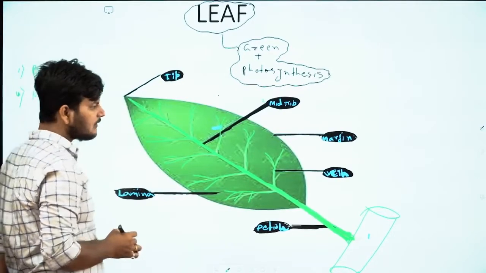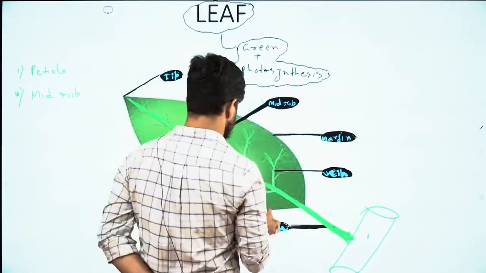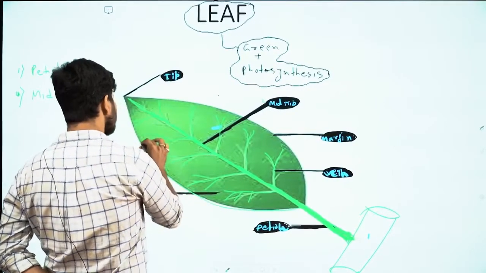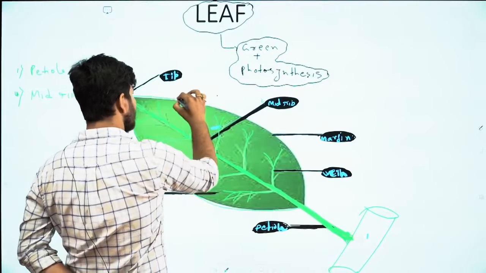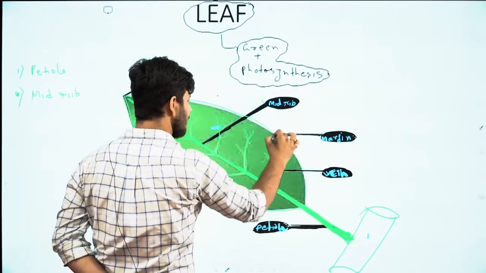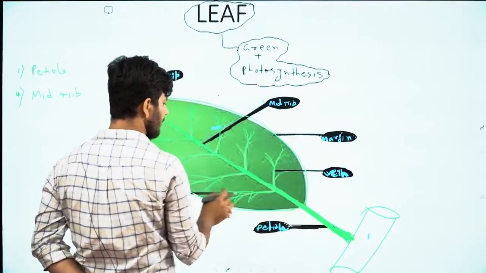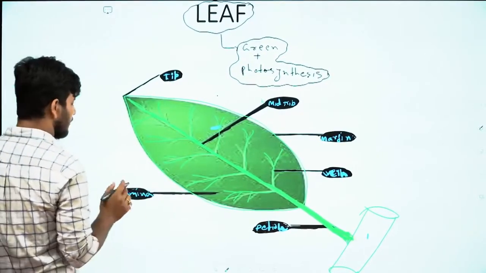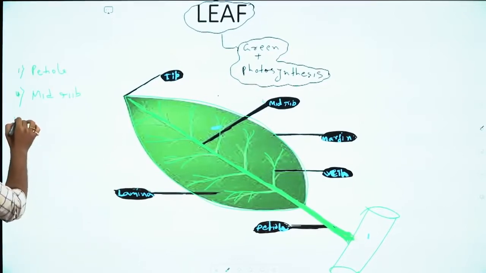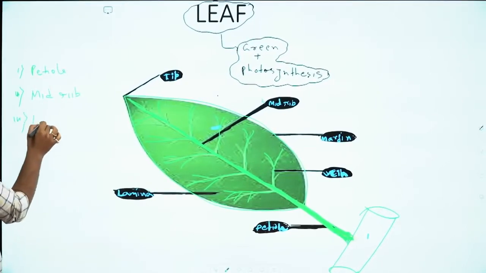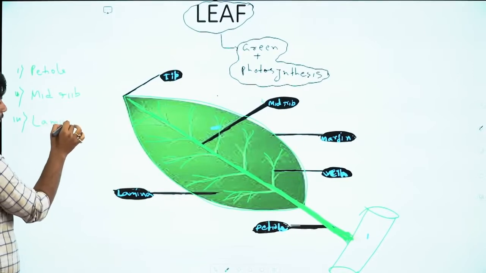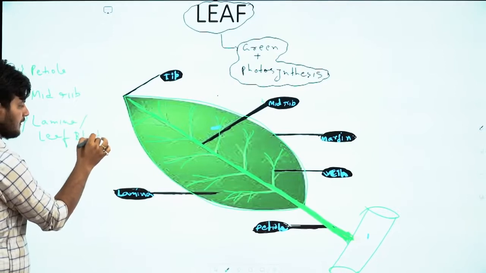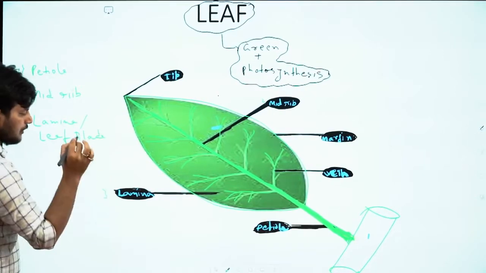Okay, the next structure is this one, in which the veins are spreading around. This structure is termed as lamina or leaf blade. I am writing here, this structure is called lamina or leaf blade. I am showing it here.